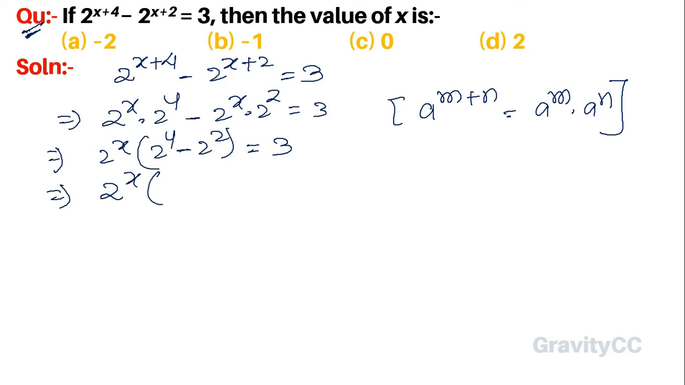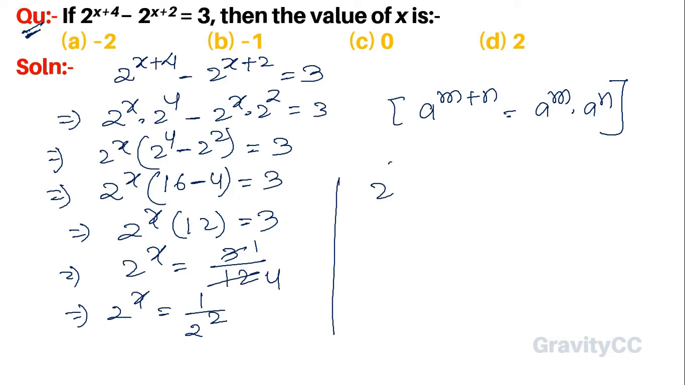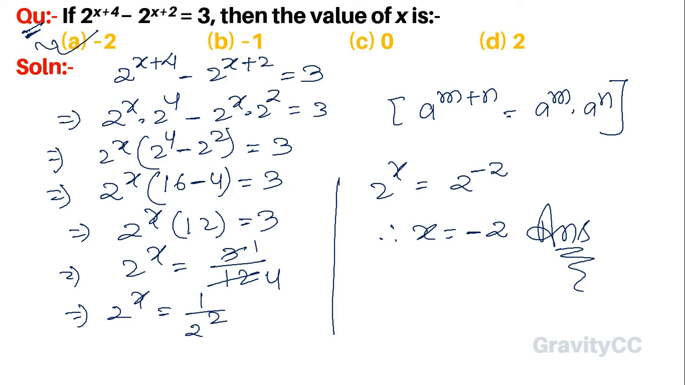2 to the power x, and 2 to the power 4 is equal to 16 minus 4. So 2 to the power x into 12 is equal to 3. So 2 to the power x equals 3 by 12. Cancel by 3, 4 times 3 is 12. It implies that 2 to the power x equals 1 upon 2 to the power 2. So 2 to the power x is equal to 2 to the power minus 2. Therefore x equals minus 2. Answer: option A is the correct answer.